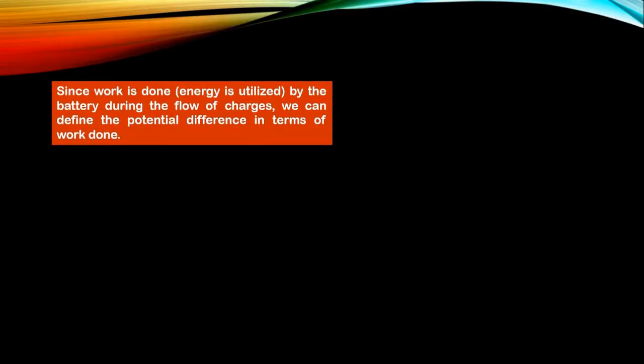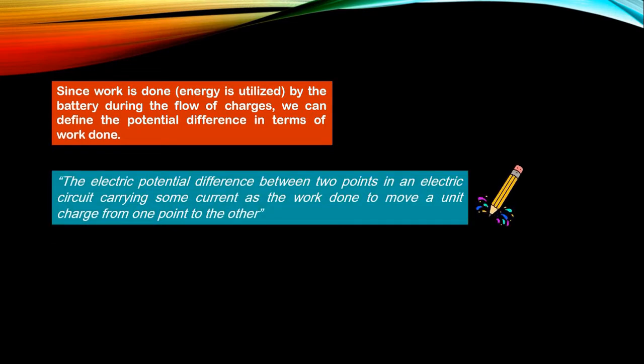Since work is done or energy is being utilized by the battery during the flow of charges, we can define the potential difference in terms of work done. The electric potential difference between 2 points in an electric circuit carrying some current is defined as the work done to move a unit charge from one point to the other. So in a circuit, the electric potential difference between 2 points is actually the work done in moving 1 coulomb, that is a unit charge, between the 2 points.